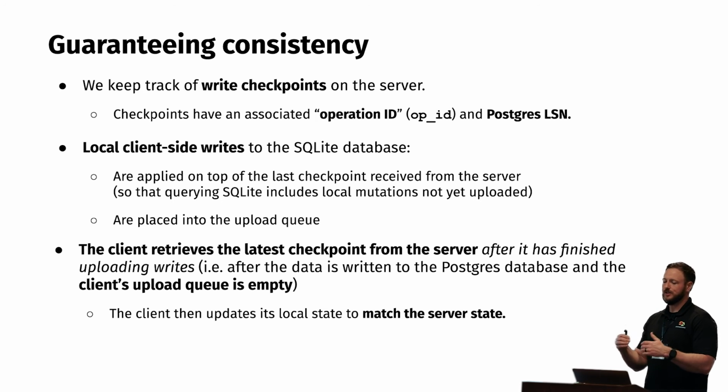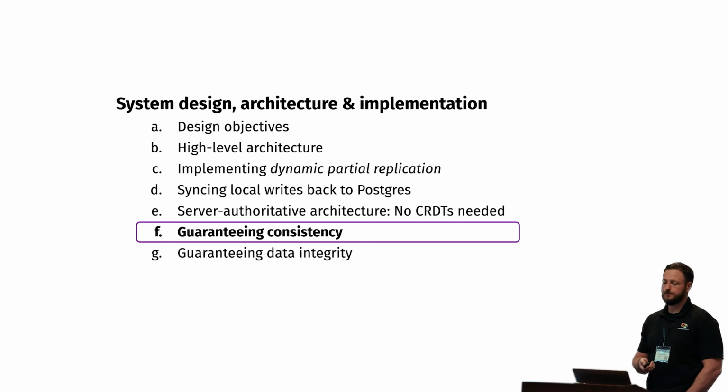And then the client retrieves the latest checkpoint from the server after it has finished uploading all the writes. So when its upload queue is empty, and those changes have been written to Postgres, then the client updates its local state to match the server state. And that way you can see how all the clients basically converge to the server authoritative state.